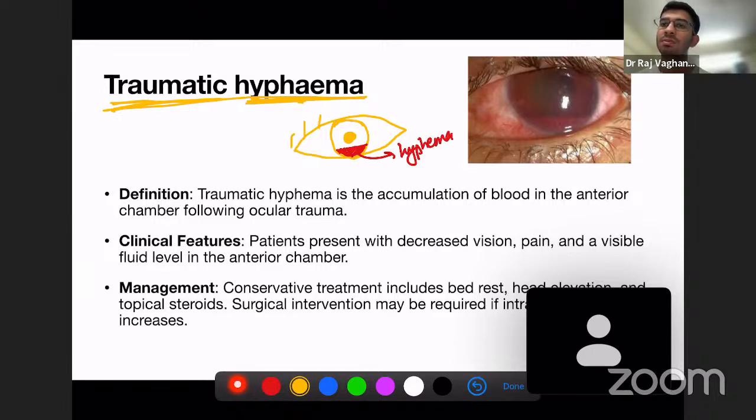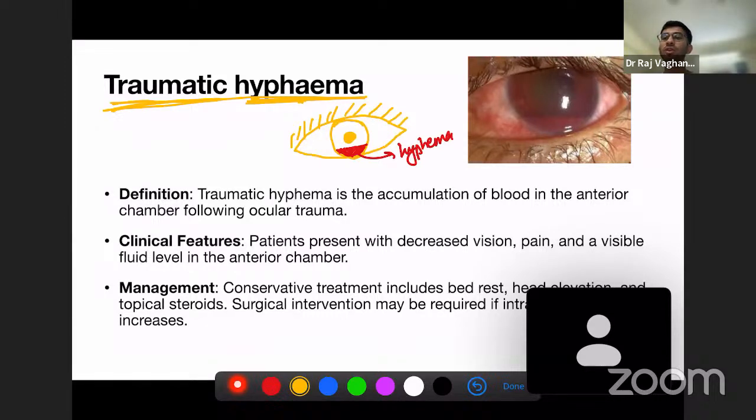Just do the eyelashes. Now this is a diagram you have to draw in your exams. Nobody is asking you to draw a very neat and clean diagram. You just have to draw a schematic diagram. The term schematic means everything is mentioned very properly. So traumatic hyphema is the accumulation of blood in the anterior chamber following ocular trauma.